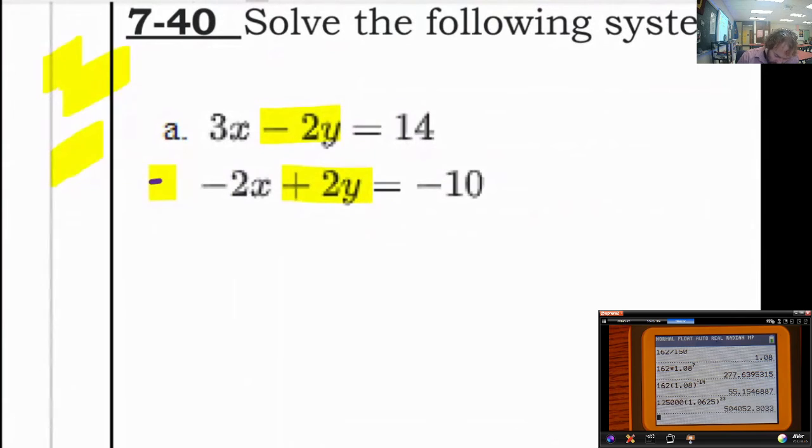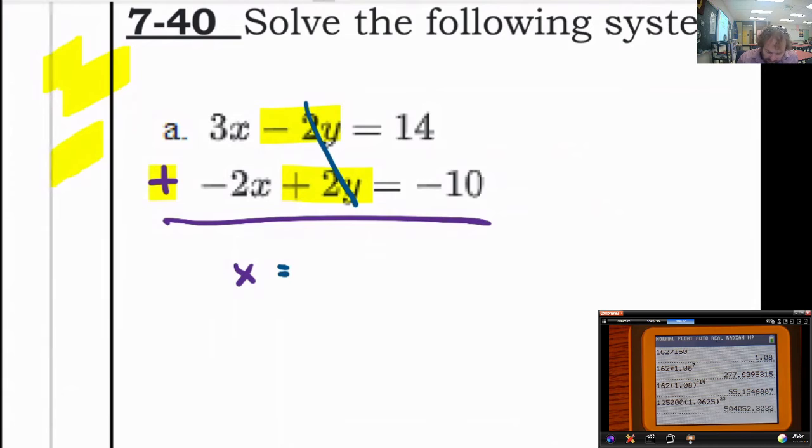So we're going to add both equations to each other. 3x plus negative 2x is just going to be x. That's nice. These guys cancel right out. And 14 plus negative 10 is just 4. And so one step later, believe it or not, we actually have one of the variables solved for. X has got to be 4.